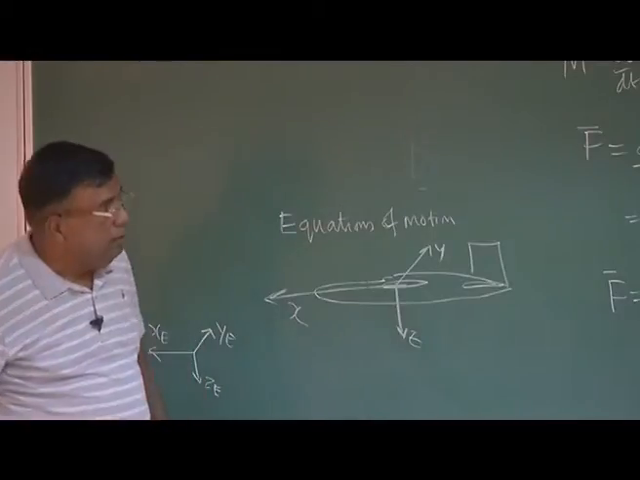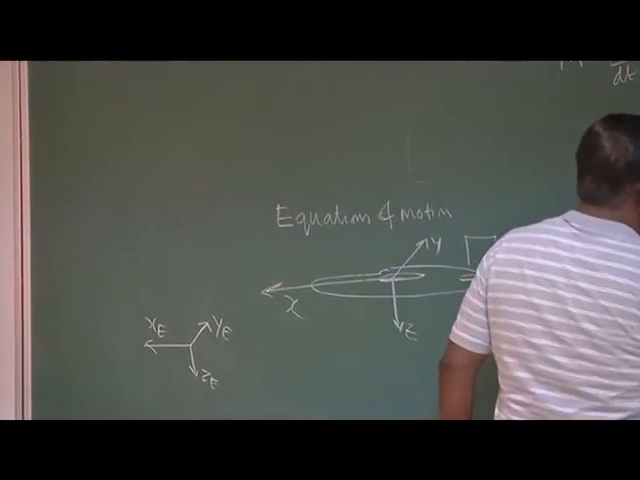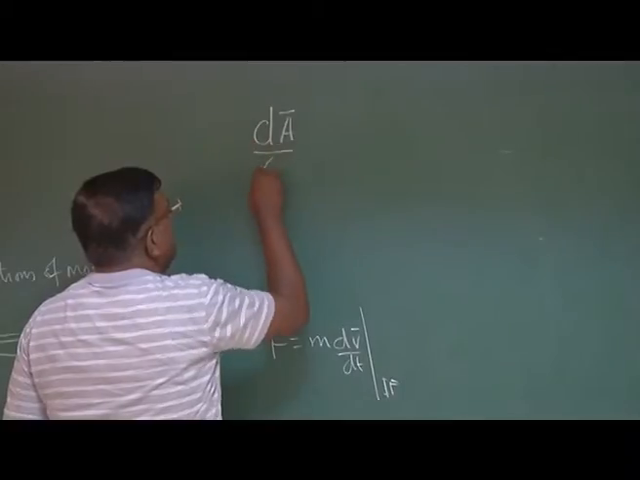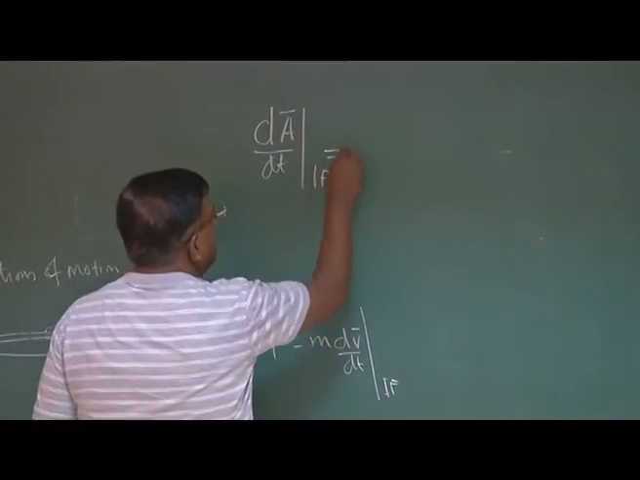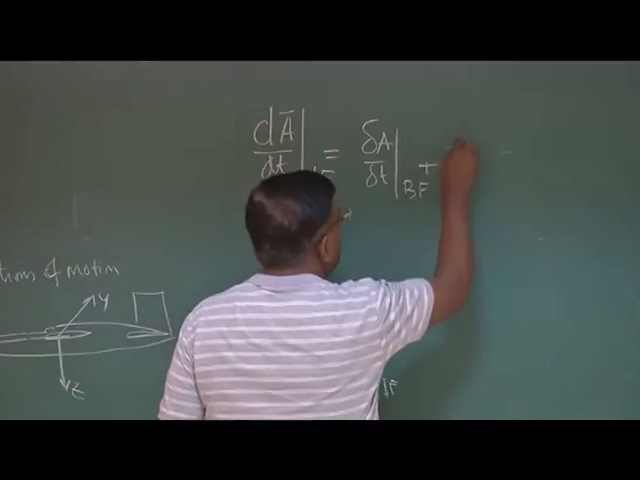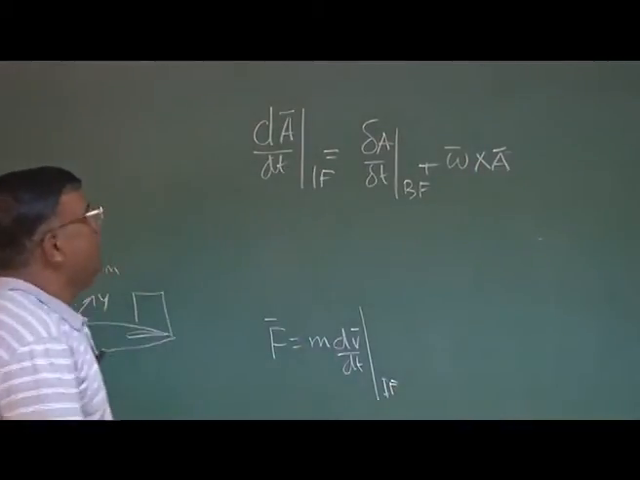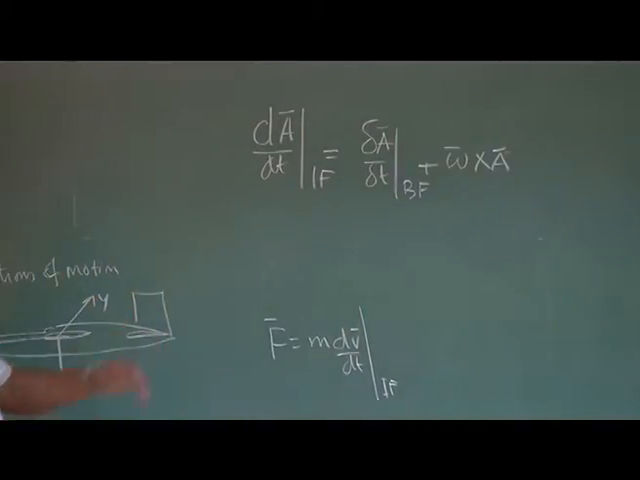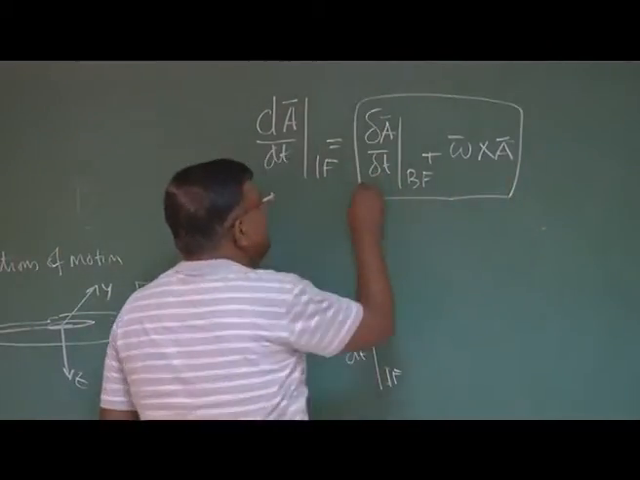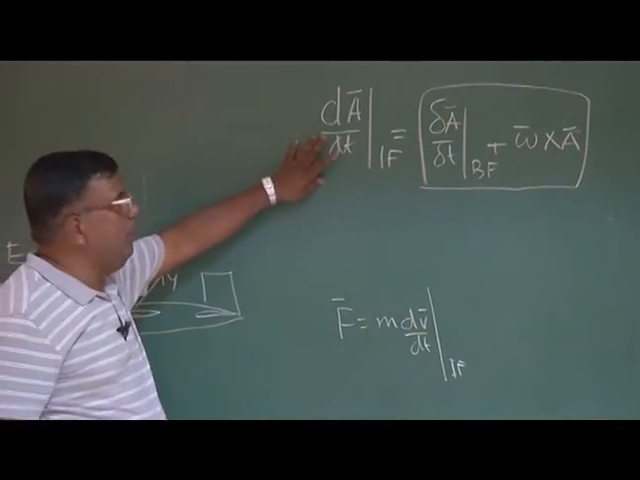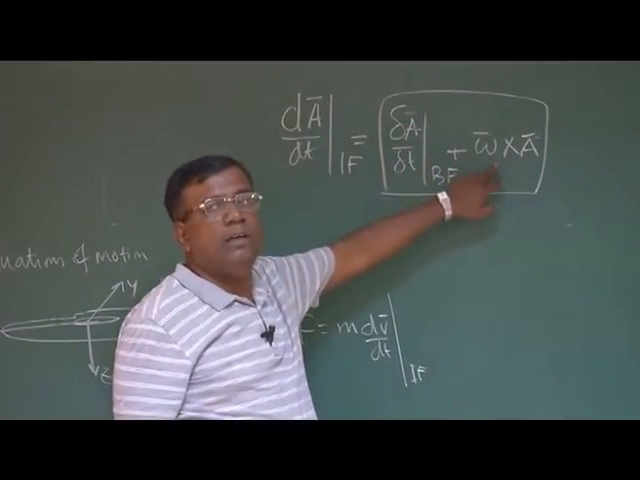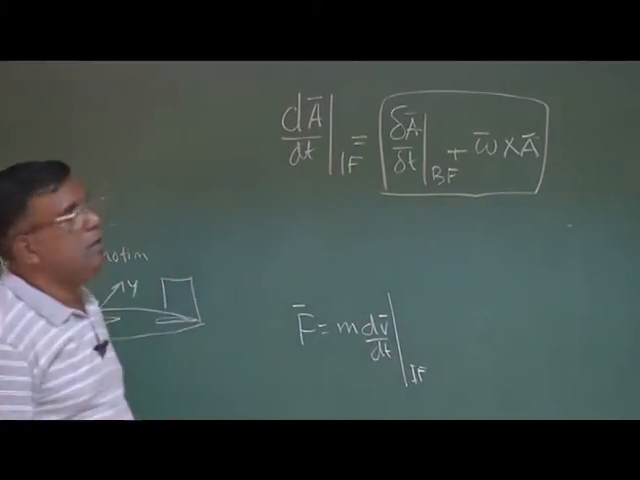So what is the trick? We said, after all, dv by dt is a vector differentiation. So we use this relationship: dA by dt in the inertial frame is dA by dt in the body frame plus omega cross A. Right? So this relationship helps us to work in the body frame. What is the message? Either you work in the inertial frame, or if you want to work in the body frame, which is our motivation, you can work provided you give this correction, omega cross A. Right? And that is how the equations of motion were developed.